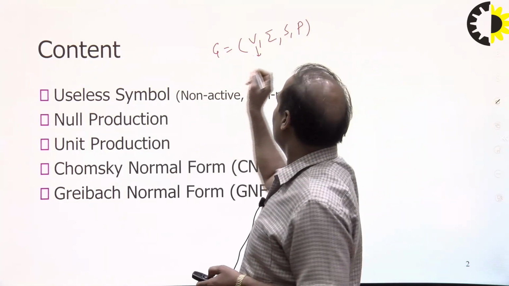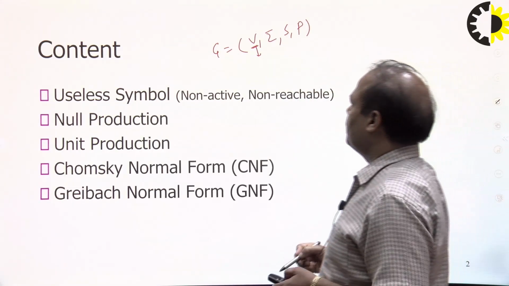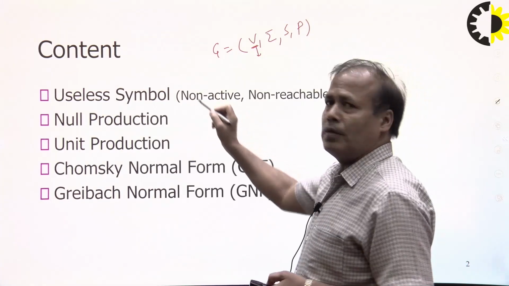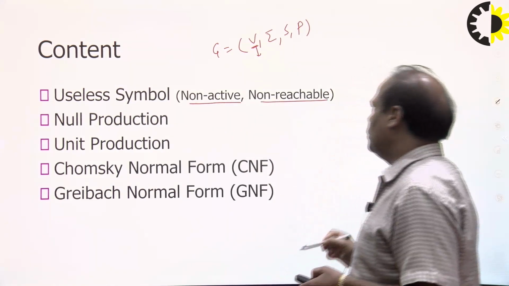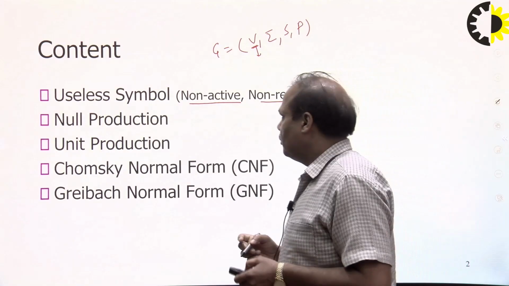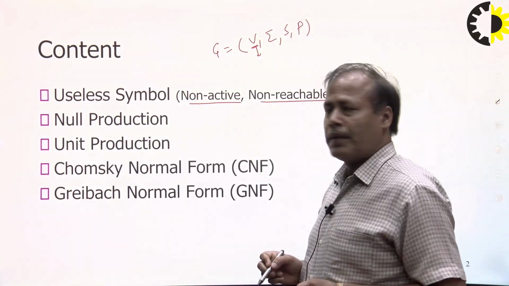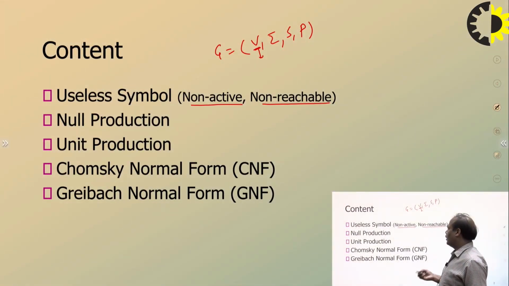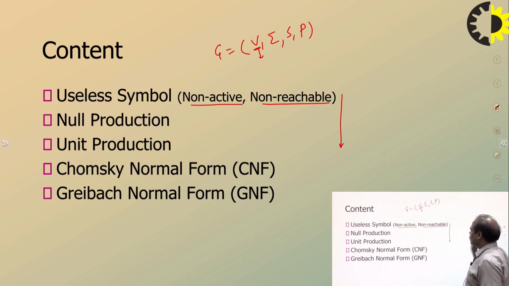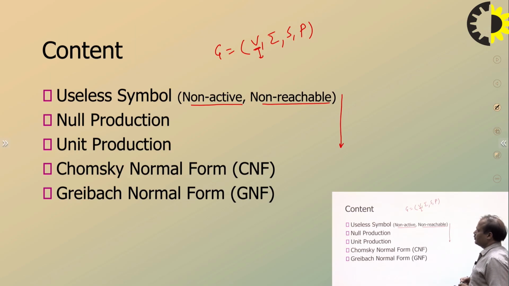So by useless symbol we are referring to a non-terminal, an element of the capital V. Any variable is useless if it is non-active and non-reachable. I'm going to define the meaning of non-active and non-reachable. Then second, we'll talk about removing null productions, and then removing unit productions, followed by Chomsky normal form and Greibach normal form. So this is the order, coming under the simplification of CFG.